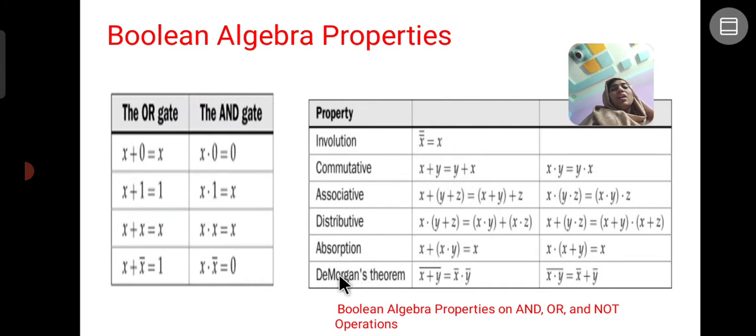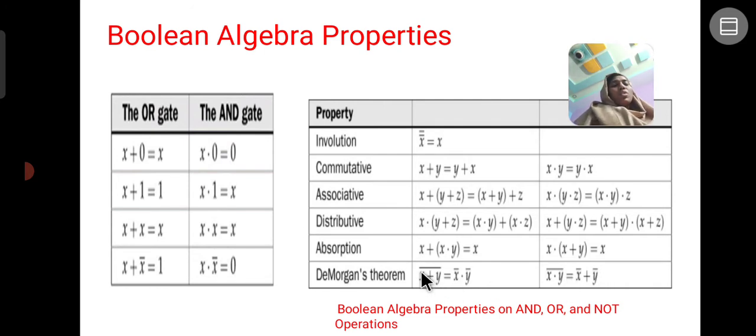And the last theorem, De Morgan's theorem, is a very important theorem in Boolean algebra. It states that x plus y whole bar equal to x bar dot y bar, and x dot y whole bar equal to x bar plus y bar.